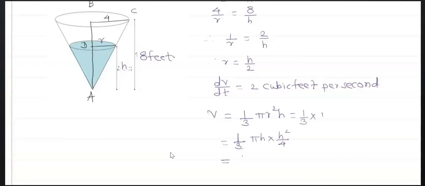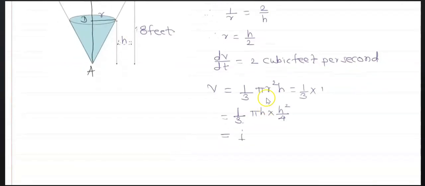Substitute the values. That is 1 by 3, the value of r is h upon 2, that is h square upon 4. 1 by 3 into 1 upon 4 pi h cube. That is 1 upon 12 pi h cube.